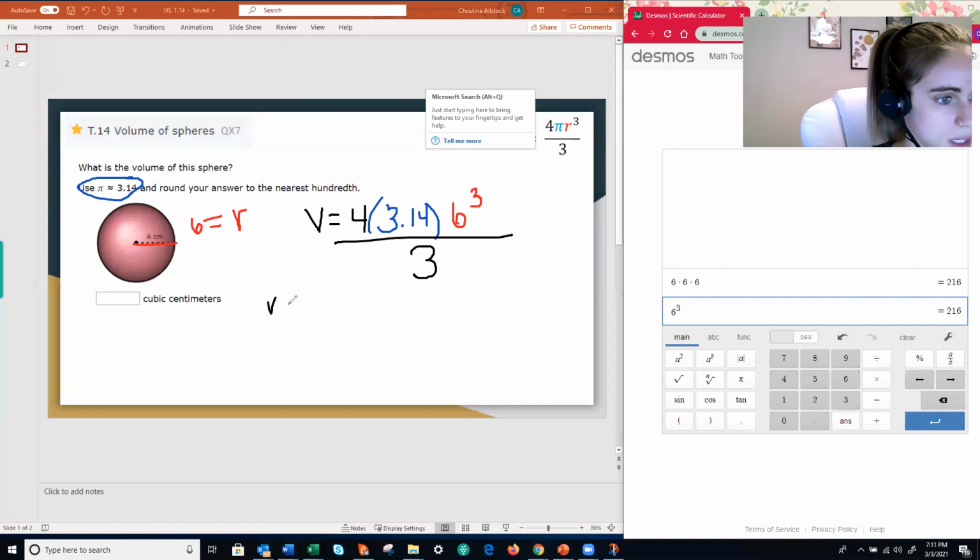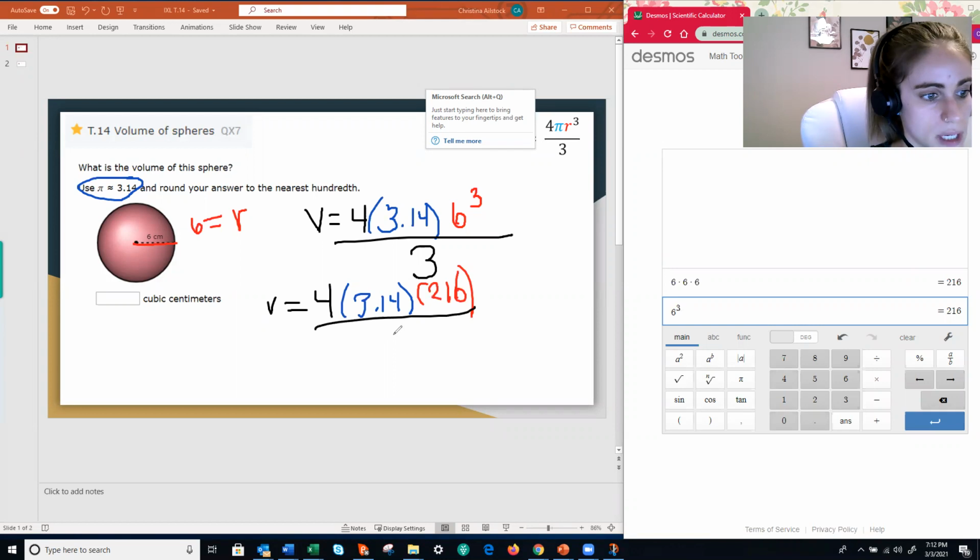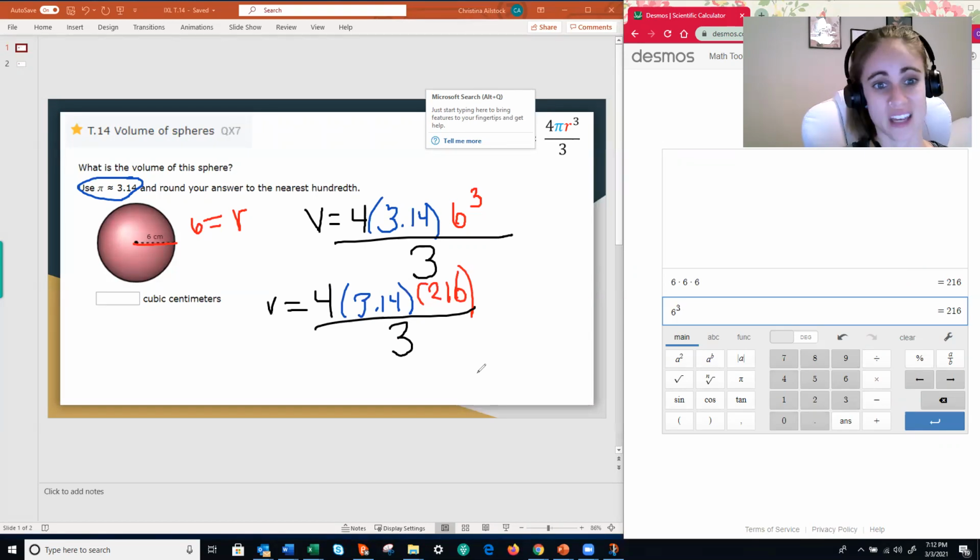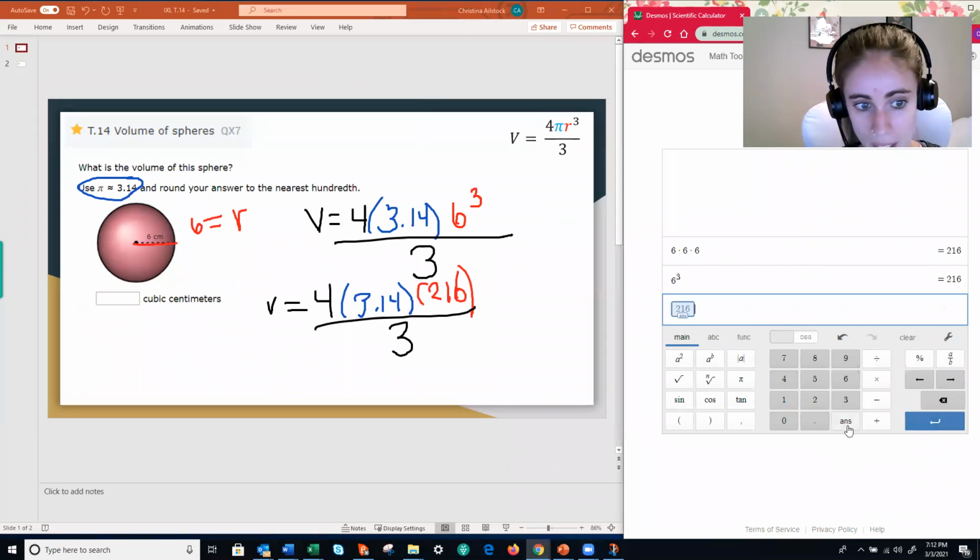So our volume is equal to 4 times pi times 216, all divided by 3. Now, just like in some of our earlier videos, our next step is we got to simplify that numerator. So we're going to just multiply all the way across. Here's the beautiful thing. If you want to be a little bit lazy and take some shortcuts, remember with multiplication, when that's all you have, you can multiply in any order. So here's how I'm going to be a little lazy. I'm going to do it backwards, so that way I don't have to type as much.